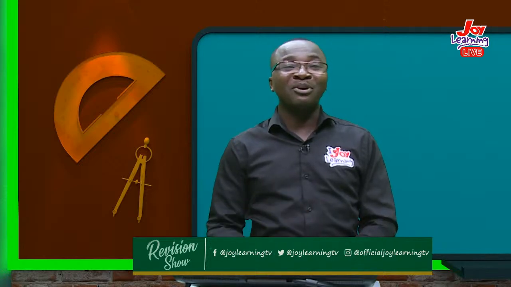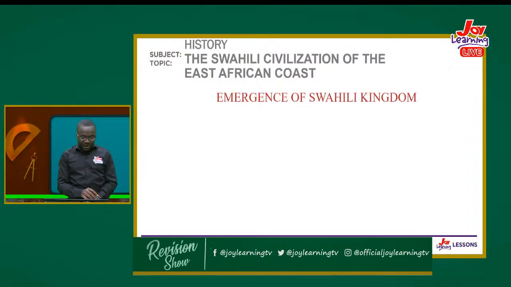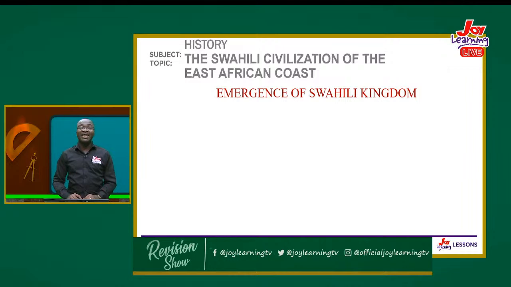All right. So at this point, we'll be entering into the main topic for tonight's revision show. As I said earlier, we are looking at the civilization of the East African coast, that is Swahili. We are looking at the Swahili civilization. And I told you earlier, as part of our objectives, that we'll be looking at the emergence of the Swahili kingdom. We want to go on a quick break, and we will be right back so we can delve into details about the emergence of the Swahili civilization. See you in a moment.